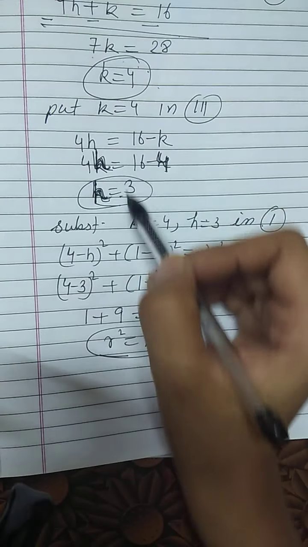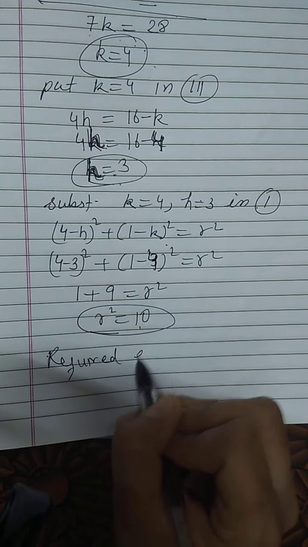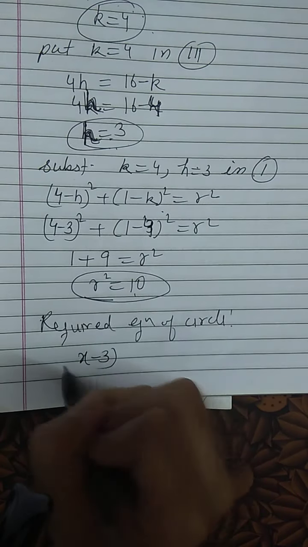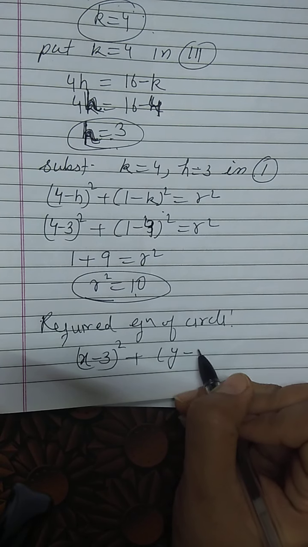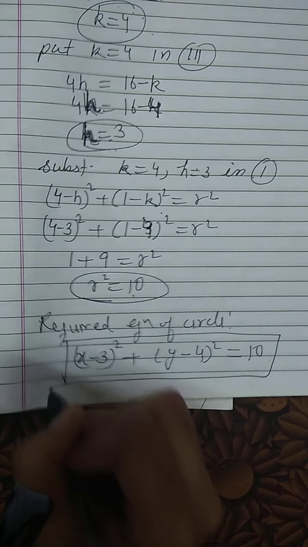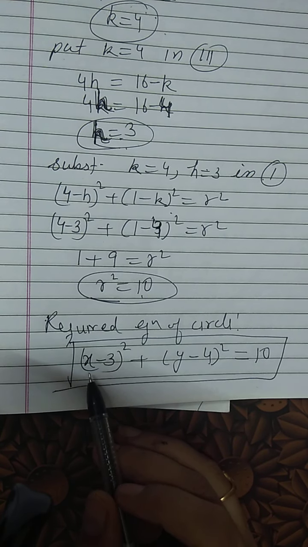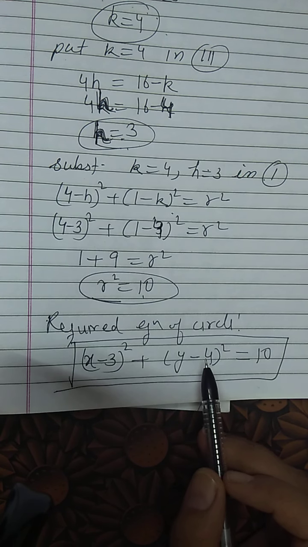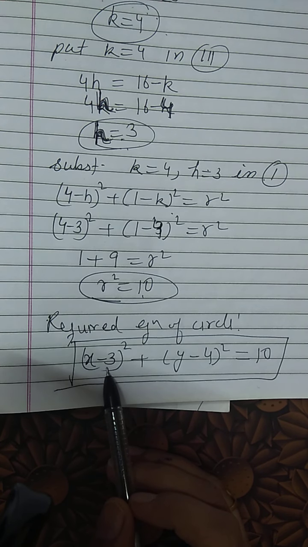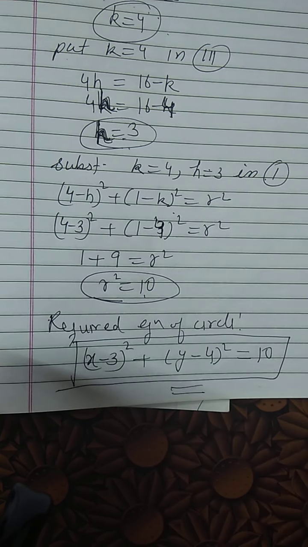With the help of k, h and r square, our required equation of circle will be x minus 3 square plus y minus 4 square equals to 10. We can leave the equation in this form also. If you want, you can expand it also. If we expand, we get x square minus 6x plus y square minus 8y, and here 16 plus 9 is 25 minus 10, so on this side we get minus 15. It is your choice, you can end the answer here also.